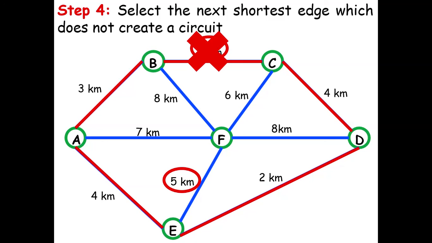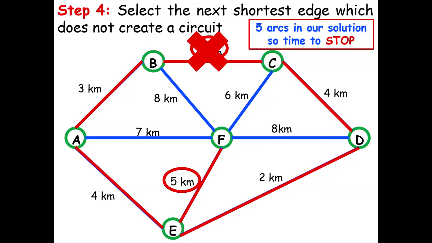And that's what I want you to do in terms of your working, is I just want you to show me, look, I can't do this arc, and put a big cross through it, and that shows me that you've gone through that process and understand the algorithm. So that means I need to add this arc between E and F, that's 5 kilometers. Okay, that now gives me 5 arcs in our solution, so now this is where I'm going to stop.